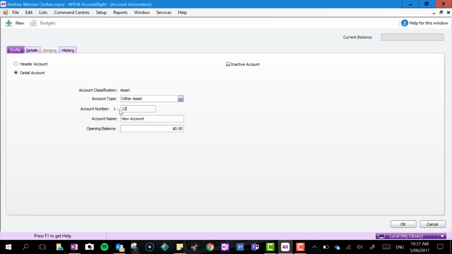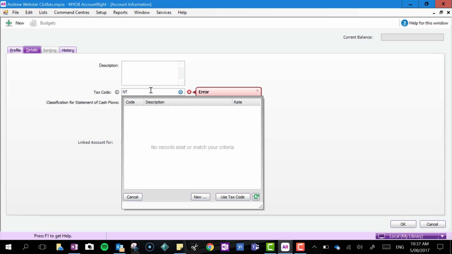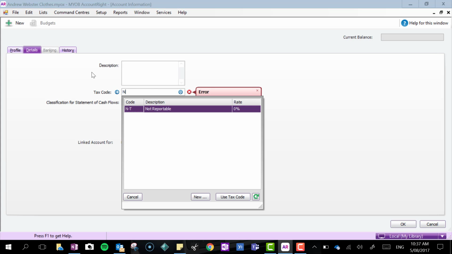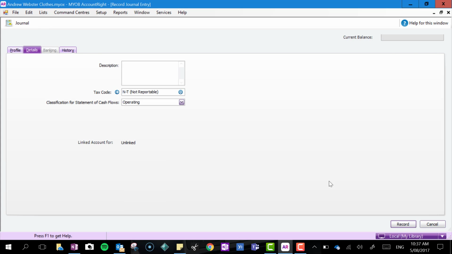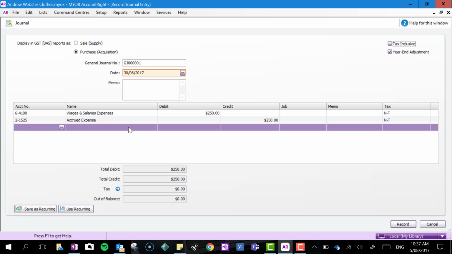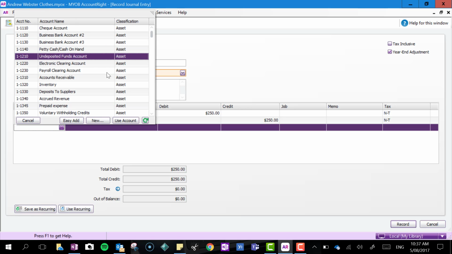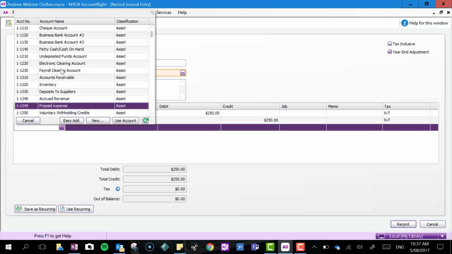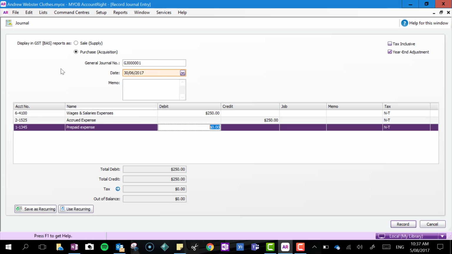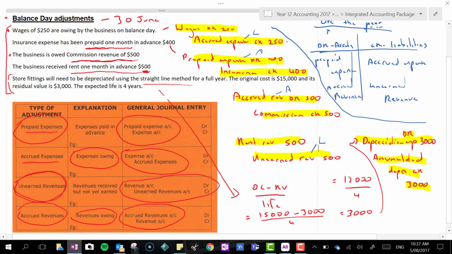New, 1-1345. We'll call this prepaid expense. I'm going to OK that. GST code is N-T. OK that. Let's now select that account we just created, prepaid expense, tab across. It was 400.